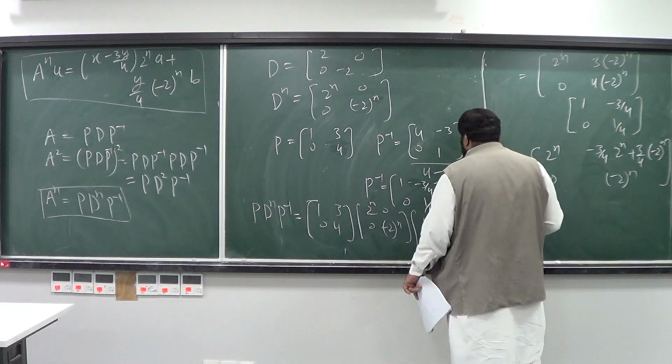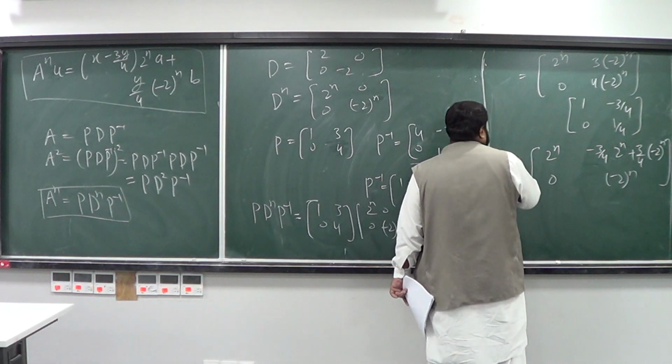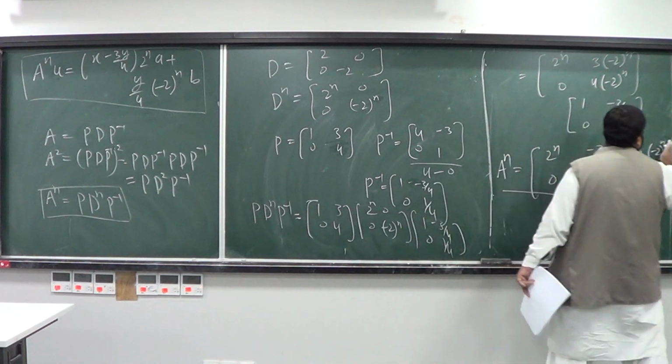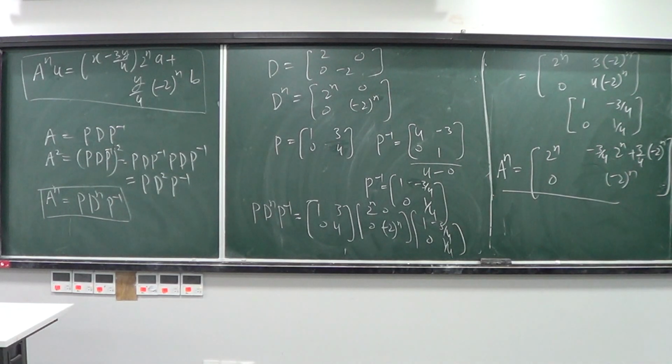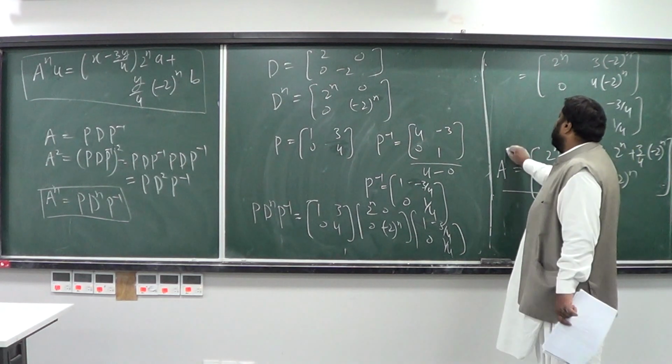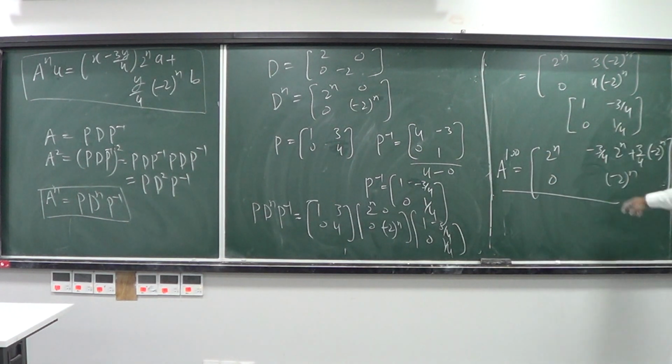So with these calculations, what did you get? This is really the formula for A power n. In other words, you don't have to multiply a matrix, say for example, if you want to compute A power 100, you don't have to multiply the matrix A 100 times. Just substitute 100 here and simplify, and you're going to get the matrix actually.